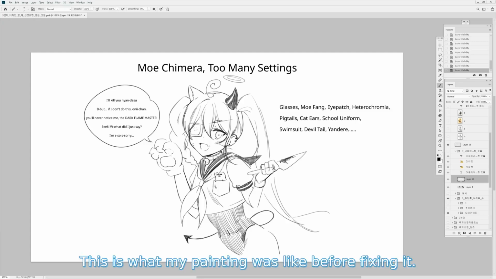This is what my painting was like before fixing it. I tried to show too many things, but I ended up showing nothing. It's a common mistake artists make. Because of that, though it isn't a written rule, I try not to express more than 3 themes. Let me show you an example.